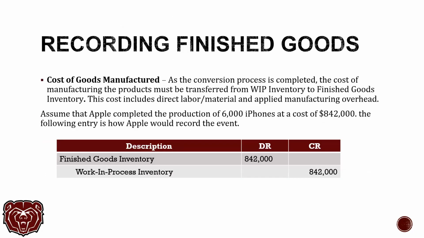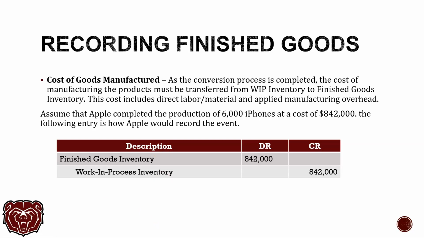Okay. So the final step is that we're going to record finished goods. We're going to take all of these costs of goods manufactured, all those things that we moved from indirect materials and all that good stuff. We come up with your work in process inventory ending balance, and we move that from the work in process inventory to the finished goods inventory. And we do that the same way here.